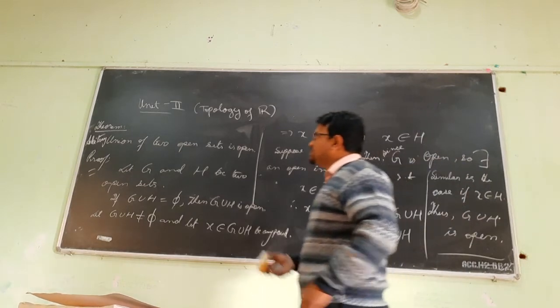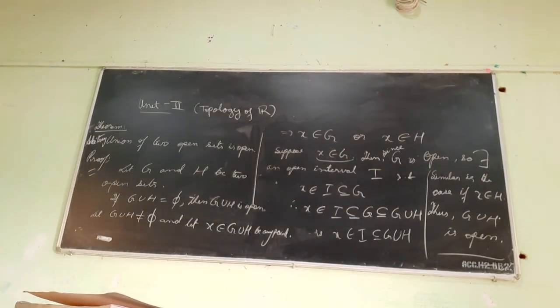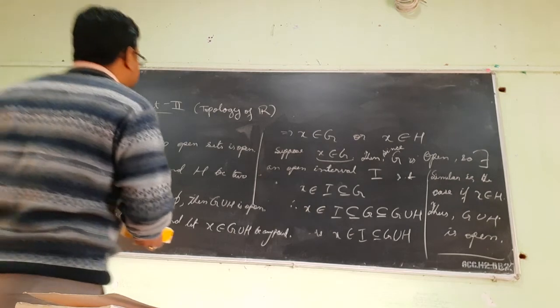Arbitrary means you take any number of open sets. Thousands, lakhs, more than that. Any number of open sets. Then you take the union, it is always open.